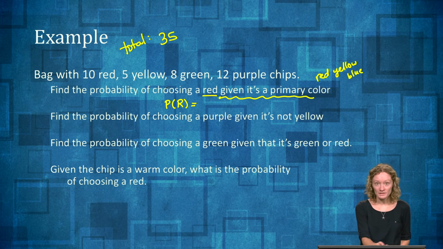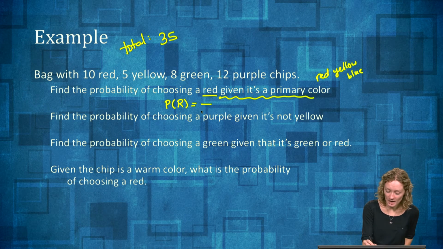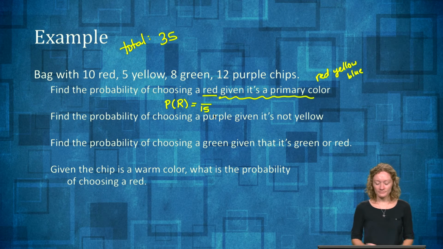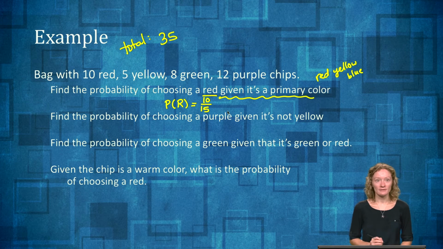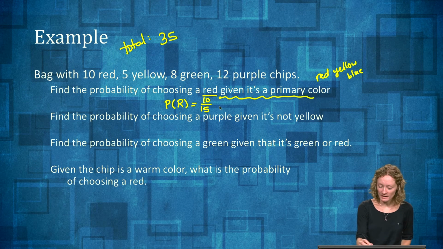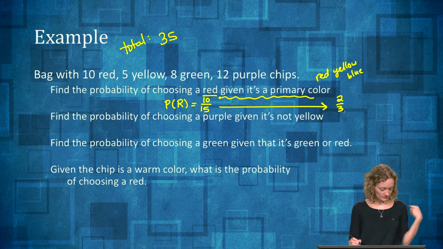So the only ones that are options, if they tell you, well, it's a primary color, are the red and yellow, because we don't have blue chips. So your denominator is 15. Of those 15, how many meet your criteria of being red? Of the 15, there are 10 that are red. 10 out of 15, simplify. 2/3.